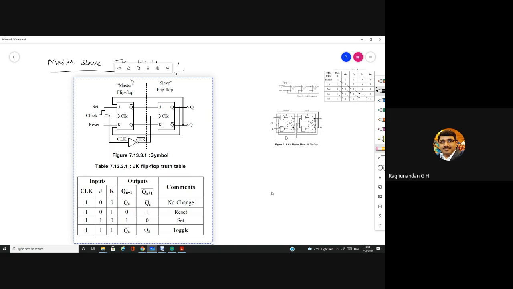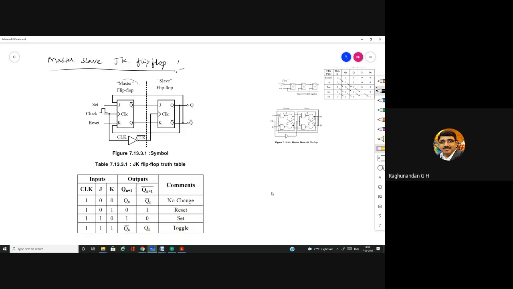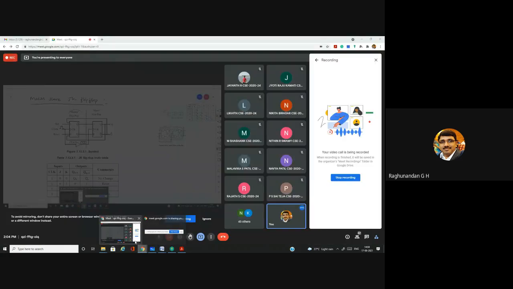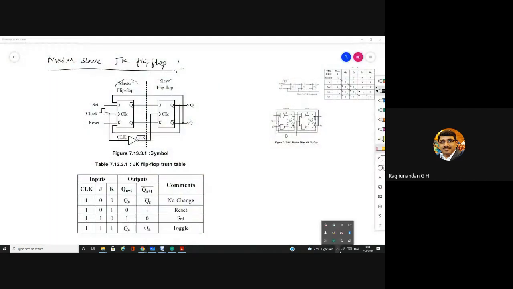And whatever output we are having from the first JK flip-flop, which is the master, that is driven to the slave. So the slave is going to follow what the master is giving out. That's why it is called a slave and this is known as the master. The master's output is given to the slave input.